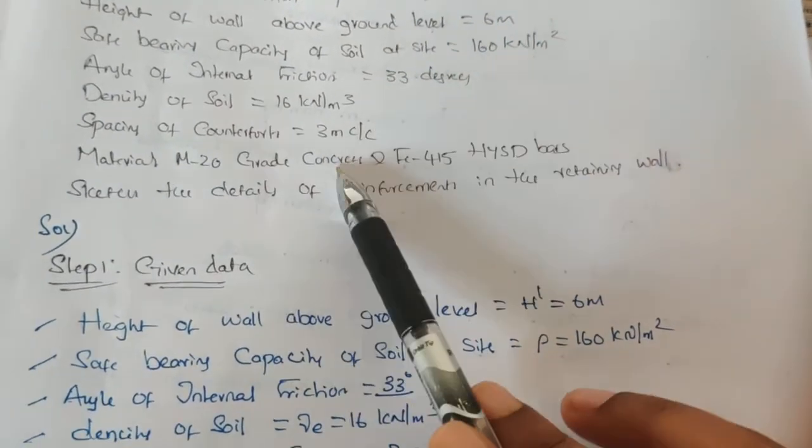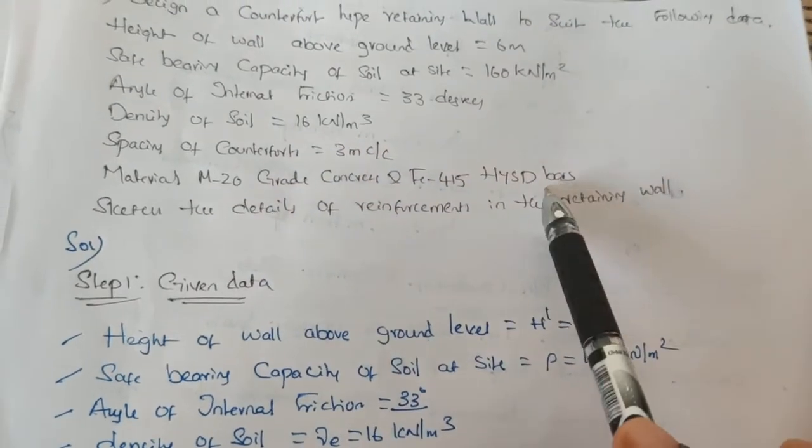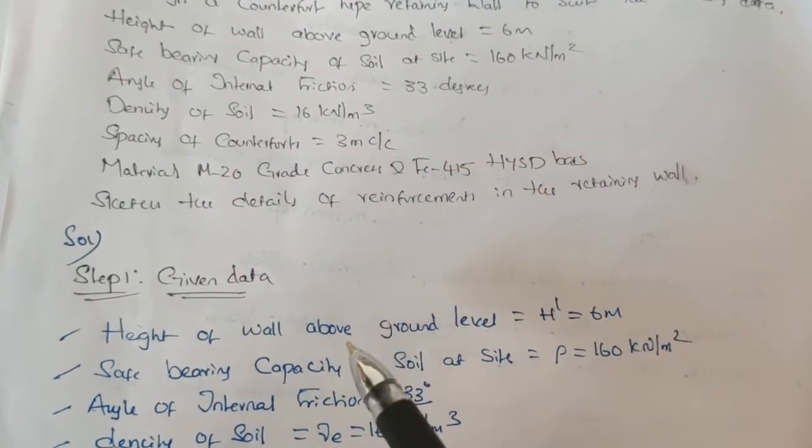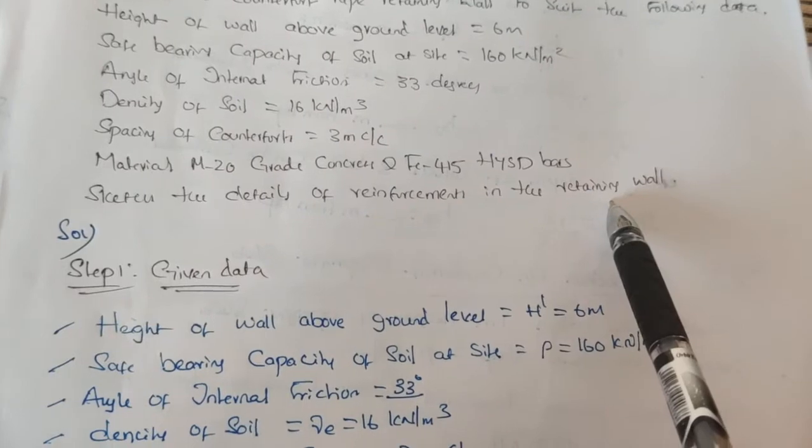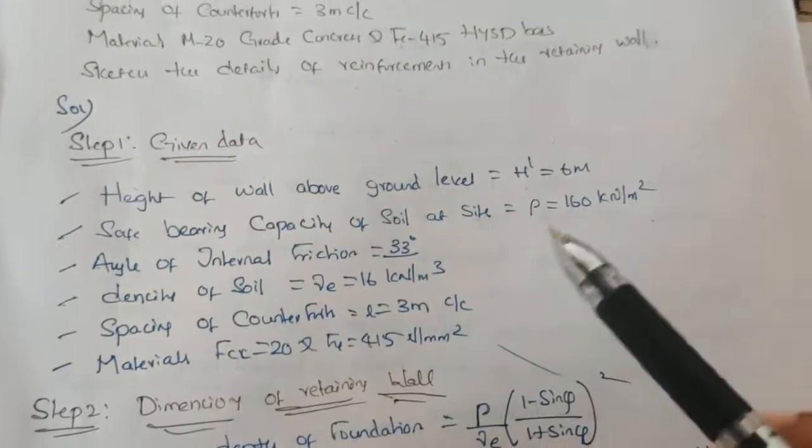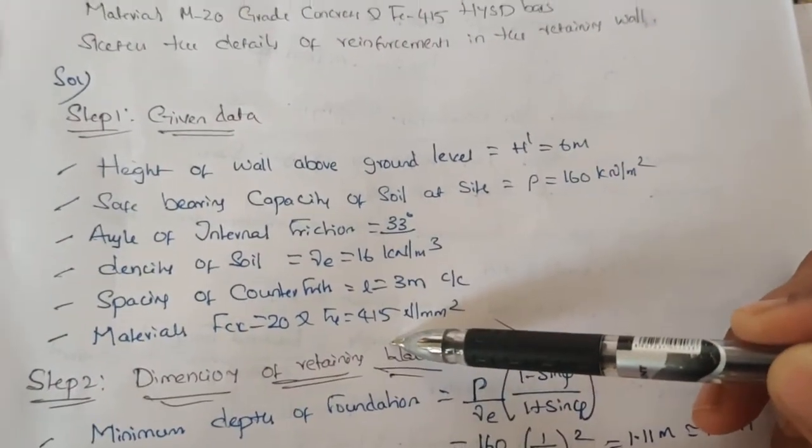So for the material, concrete grade is M20 and steel Fe415. So we have to sketch the details of reinforcement also in this retaining wall. The same data we mentioned in the given data here.